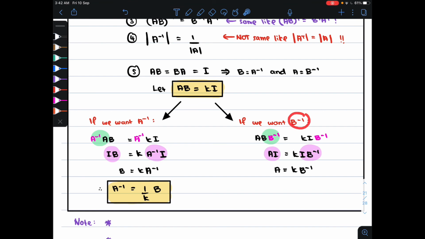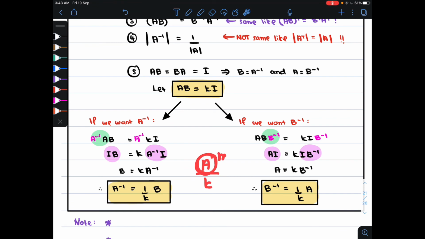Since we only want B inverse, we're gonna bring K to the other side. So B inverse is 1 over K A. Sama juga macam tadi, tak boleh tulis A divided by K because A here is a matrix. Okay, tak boleh tulis macam ni. Kamu mesti tulis 1 over K times matrix A. So that's how you get B inverse from AB equal to KI.